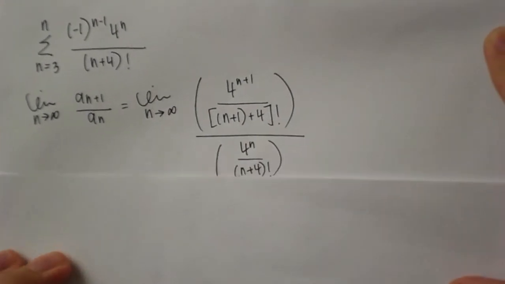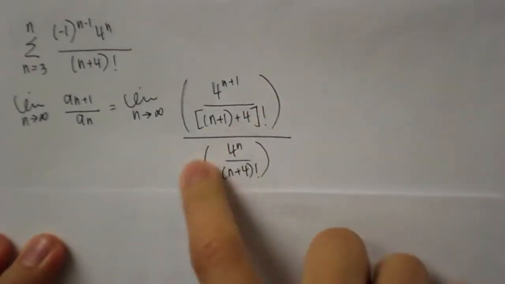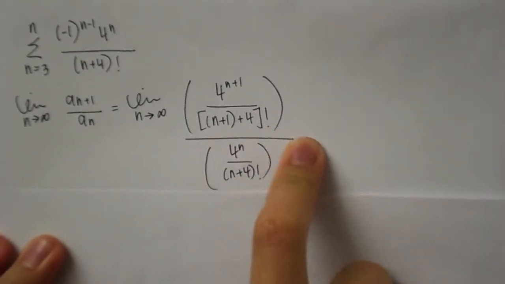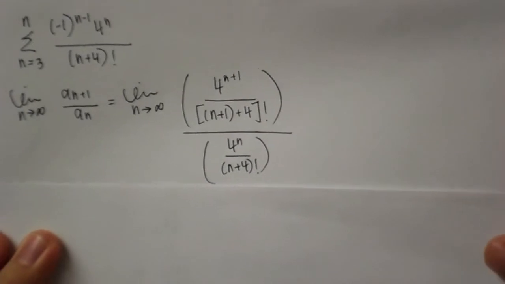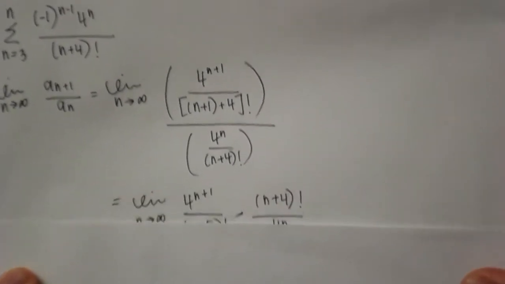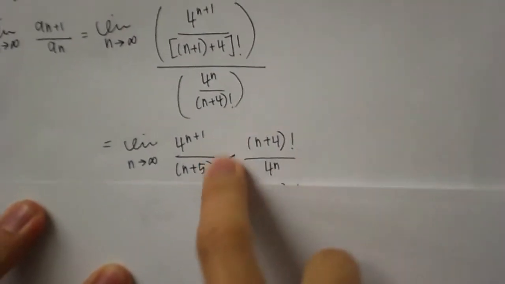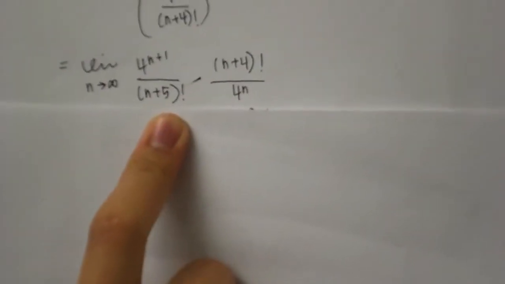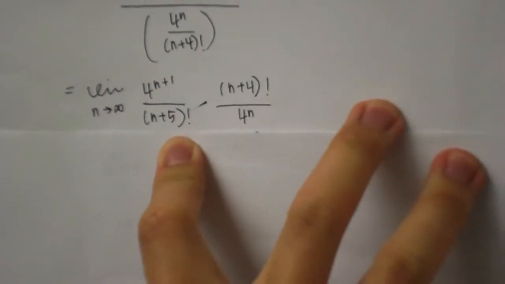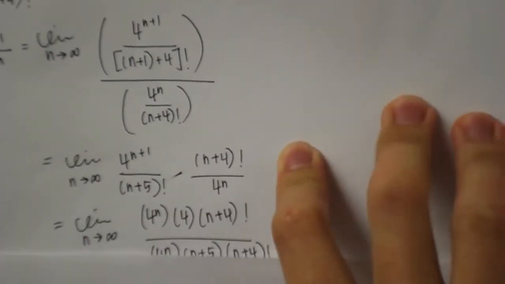And we get the limit as n tends to infinity of 4^(n+1) over (n+1+4)! all over 4^n divided by (n+4)!. So we just simplify this and we get the limit as n approaches infinity of 4^(n+1) over (n+5)! times (n+4)! over 4^n.